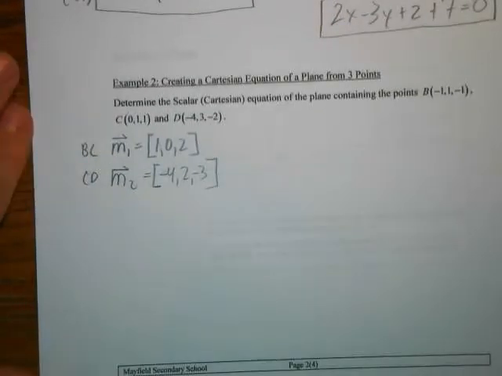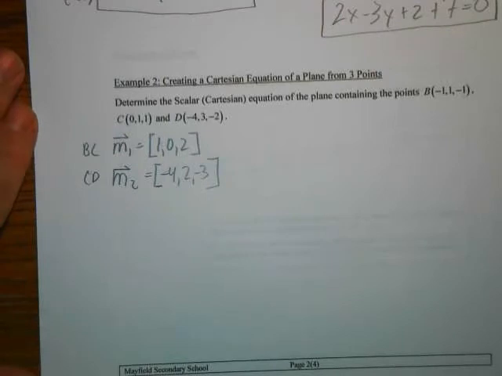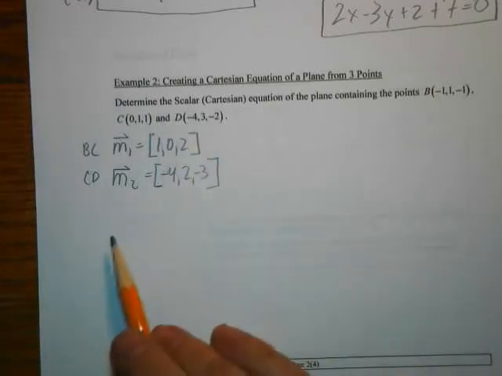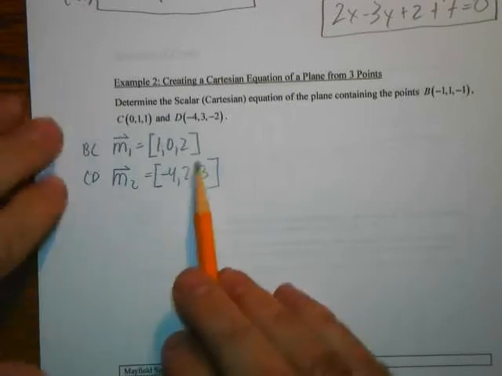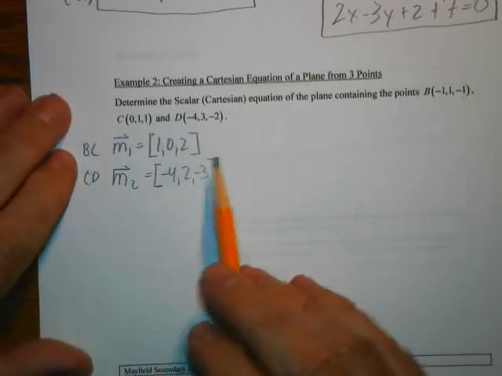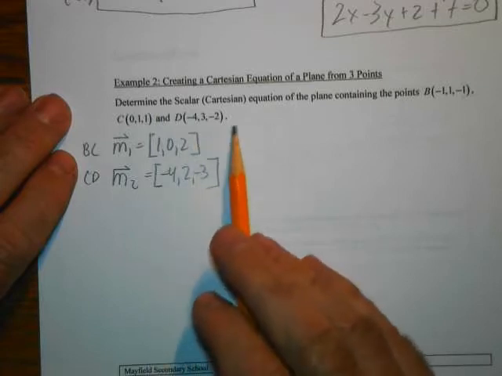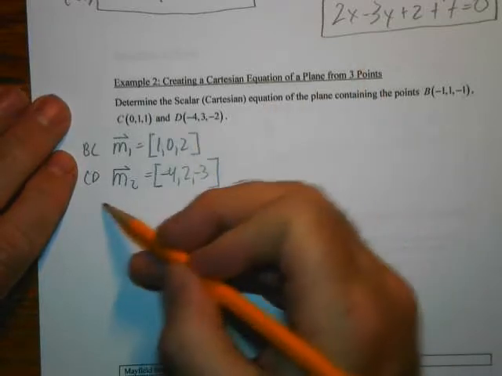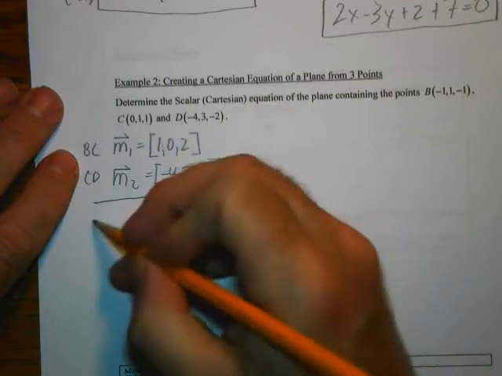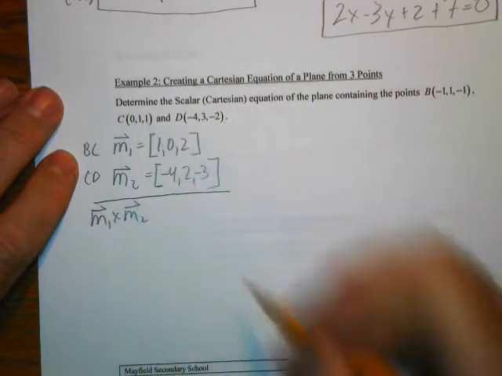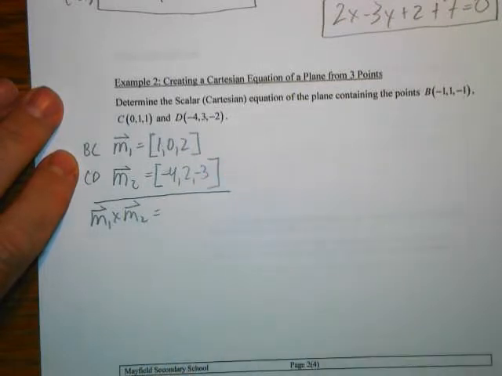Okay. Now we want to create the Cartesian equation of the plane. So we need a vector. We basically need the normal of this plane that contains these 3 points. So instead of creating the equation of the plane first, there's no point. We don't want to create the vector equation, although we could. What I want to do is the cross product of these 2 vectors I just created, which are 2 direction vectors of the plane.